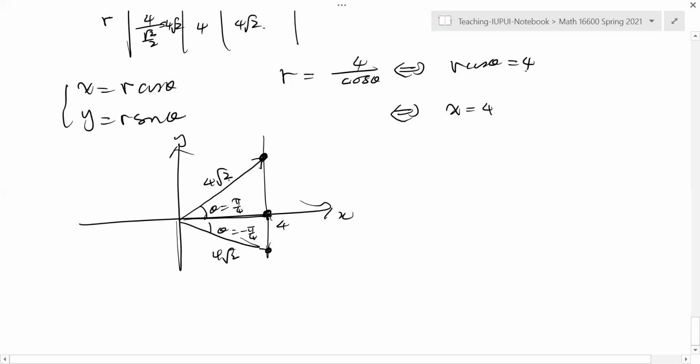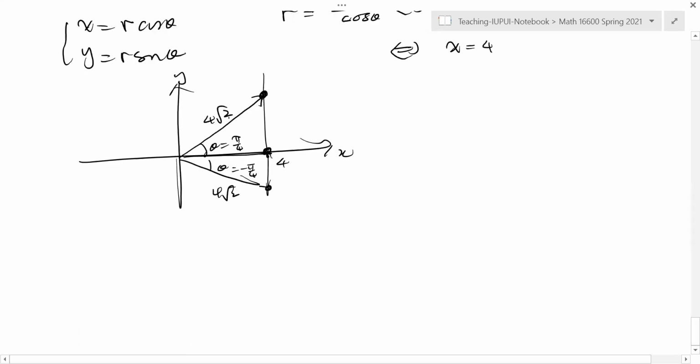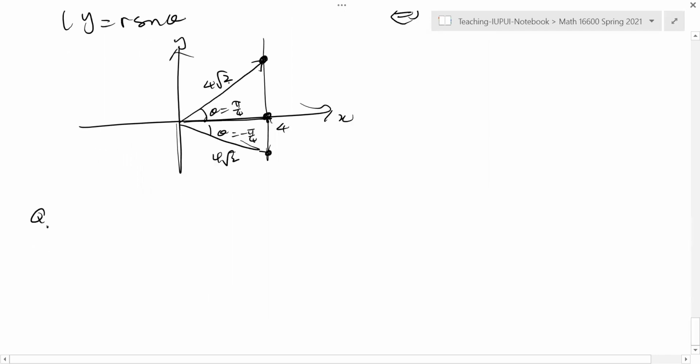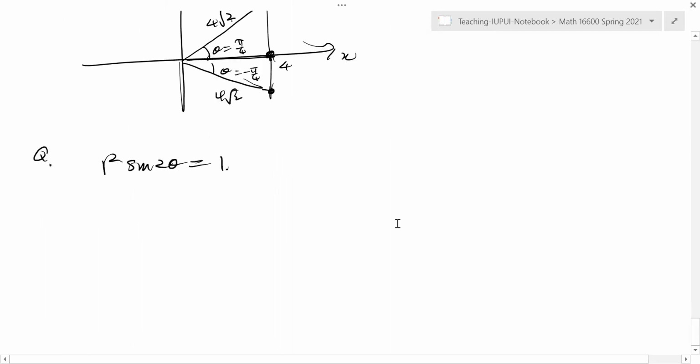Okay. So it's better, if it's possible, to find the equation in x, y in Cartesian coordinates. But some equations you cannot. Okay, let's take a look at this equation. Polar coordinates satisfy this relationship.